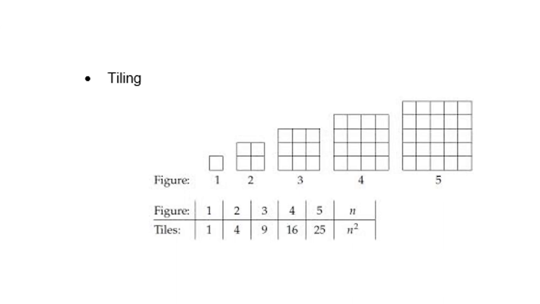The third example, which we call tiling. You notice figure 1 has one tile, figure 2 has four tiles, figure 3 has nine tiles, figure 4 has 16 tiles, figure 5 has 25 tiles. So this is also square numbers, so therefore n to the power of 2.